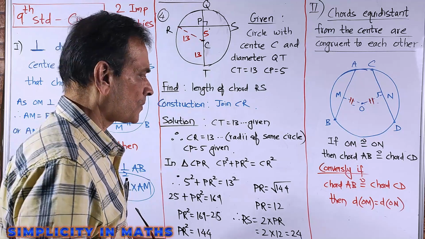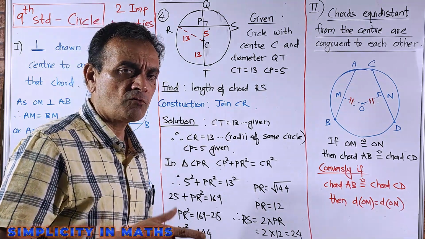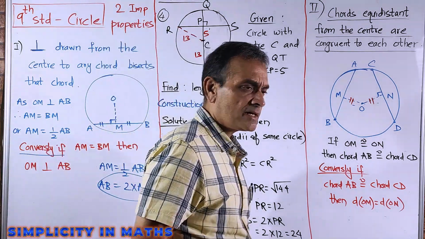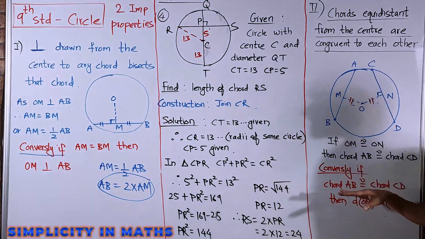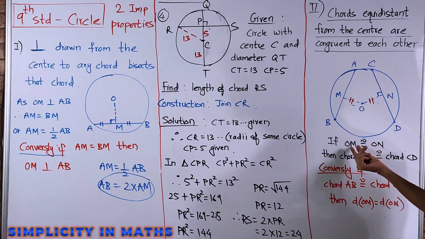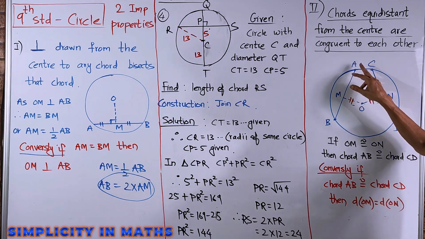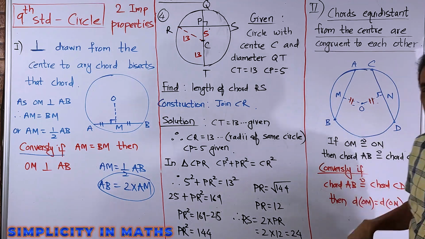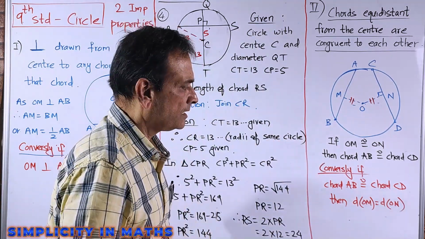Clear? Okay. अभी इसका converse बोलो. Converse and we start from the reverse side, just the opposite side. Right now we have said if OM equal to ON, then chord AB congruent to chord CD. इसका उल्टा क्या हो जाएगा?